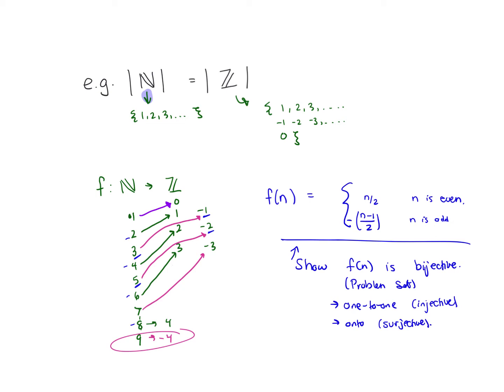So it does seem a little strange. It does seem like there's more integers than there are natural numbers. But because we can define this bijection, we can actually match them all up in a way that we get everyone matched uniquely. So these sets do have the same cardinality.